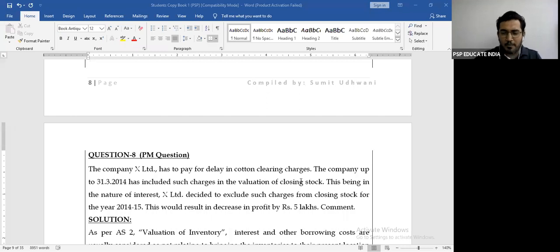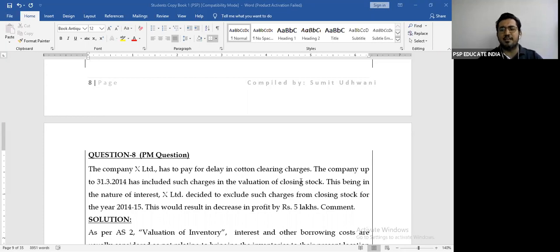Now this duty drawback is again a refundable tax and duty, and that is why it is in the exclusions list. Right? Are you clear with that? Yes or no? Are you clear with that? Okay, perfect. Come to the last question.